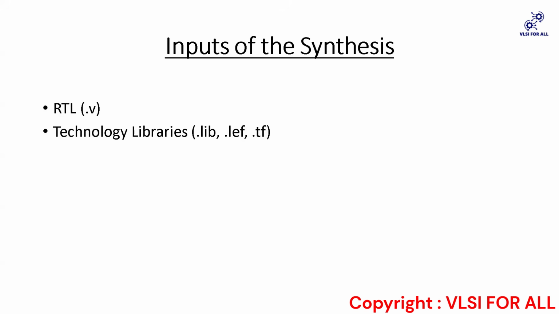So this .lib file can be generated using the CCS technique or the NLDM technique. CCS is composite current source, and NLDM is non-linear delay model. Coming to the .lef file, that is library exchange format. It has contents like place and route boundary, pin position, metal layer information, etc.